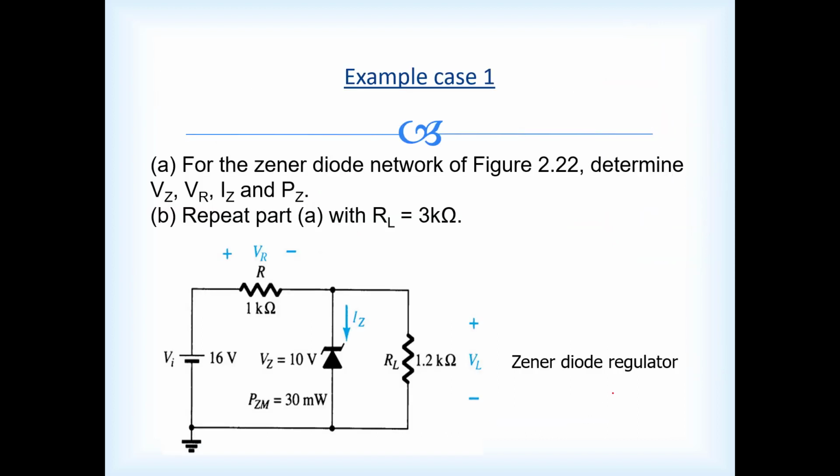Okay, let's look at one example of this. For the network of figure 2.22, determine Vz, Vr, Iz, and Pz. How do we calculate this?